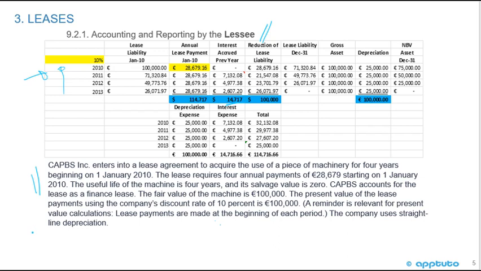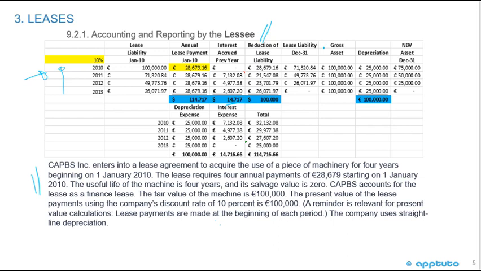Cap BS accounts for the lease as a finance lease. The fair value of the machine is 100,000 euros. The present value of the lease payments, using the company's discount rate of 10%, is also 100,000 euros. A reminder that is relevant for the present value calculations: lease payments are made at the beginning of each period. The company uses straight-line depreciation.